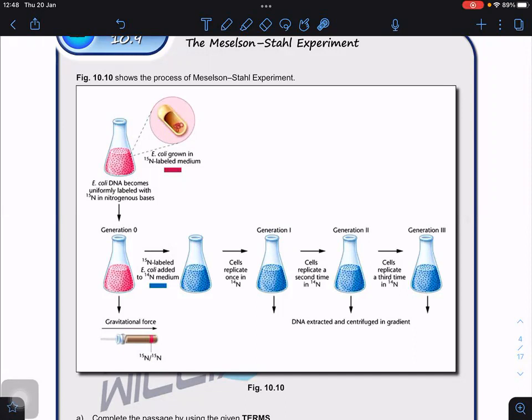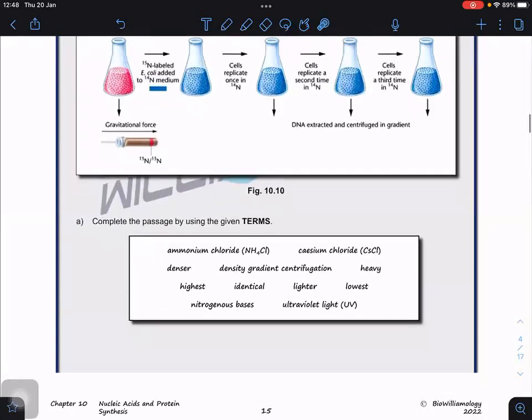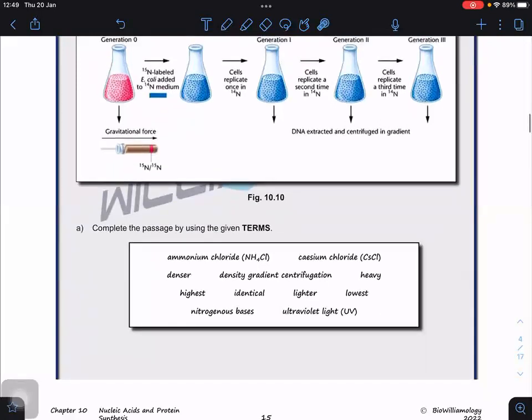Then you grow them in 14N. So you have the first generation, second generation, and third generation. Don't worry about the third generation. We start with the first and second generations. You need to complete this paragraph using the given terms. Please complete it now.